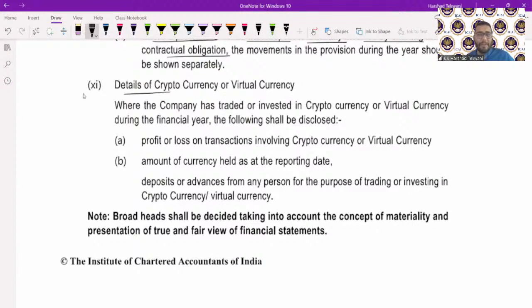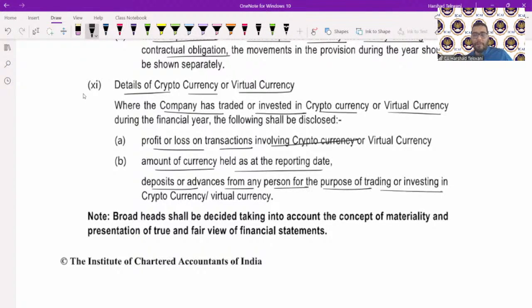Important: details of cryptocurrency and virtual currency. If the company has traded or invested in cryptocurrency or virtual currency, Bitcoin, Ethereum, there are many going on as of now, Dogecoin, very separate coins, or if the company is trading or has invested in such currencies, then disclose the profit and loss on transactions involving cryptocurrency, the amount of currency held as on the reporting date, and deposits or advances from any person for the purpose of trading or investing in cryptocurrency. So, details of cryptocurrencies.